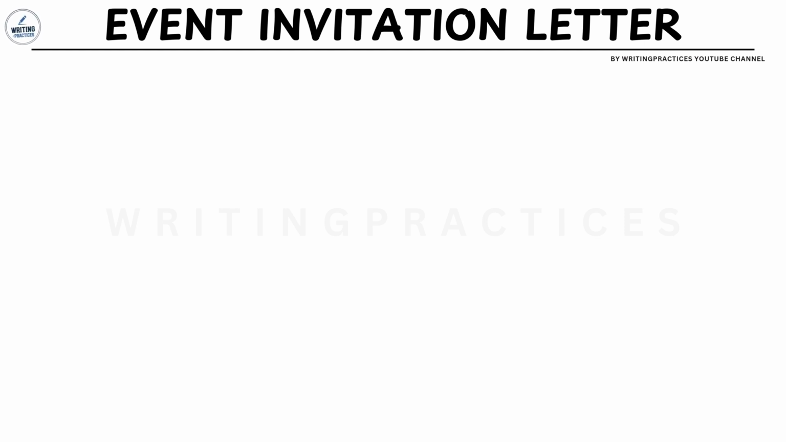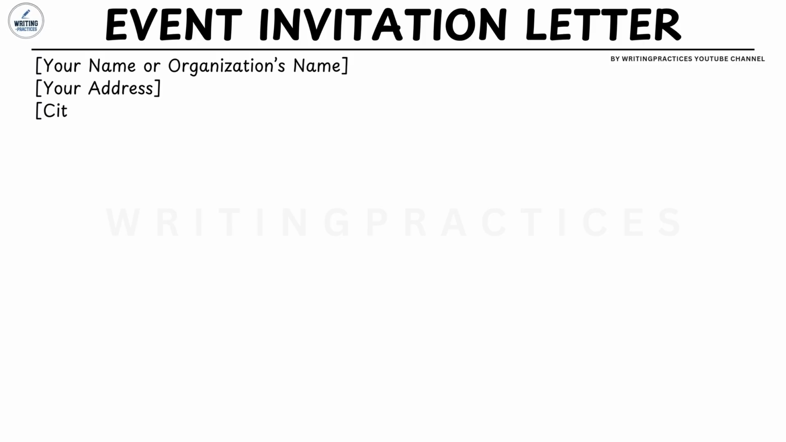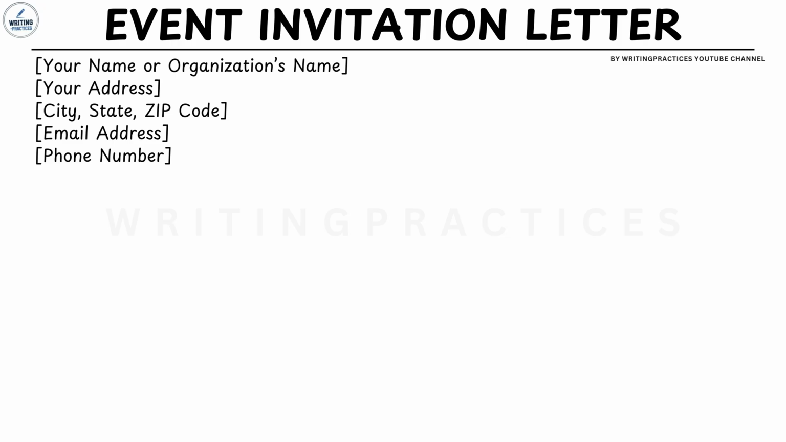Let's dive in. Sender's information. Every formal letter begins with the sender's details, which establish who is extending the invitation and how the recipient can contact them if needed. This includes your name or organization's name, followed by your address, email address, and phone number. For instance, the letter starts with your name or organization's name, your address, city, state, zip code, email address, phone number. Including this information at the top ensures clarity and professionalism, setting a solid foundation for the letter.